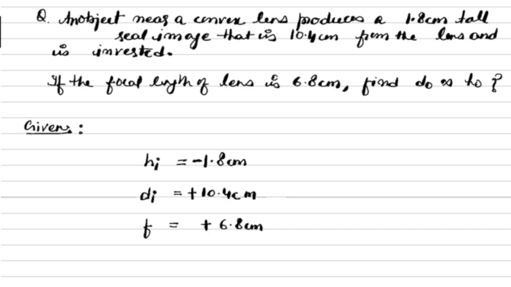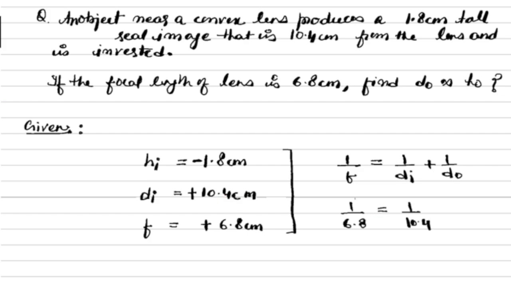Not a problem. Now you just need to plug these values in the formulas. Let's go step by step. We know the formula: 1 by f is 1 by di plus 1 by do. Now 1 by f is 6.8, and di this time is given here as 10.4, plus 1 by do. We are interested in calculating do. So it will be 1 by 6.8 minus 1 by 10.4 is equal to 1 by do.